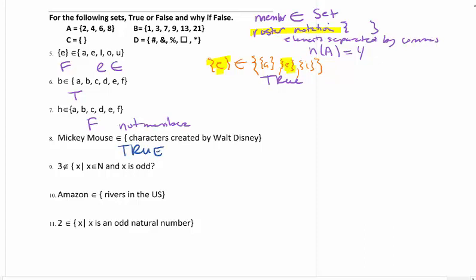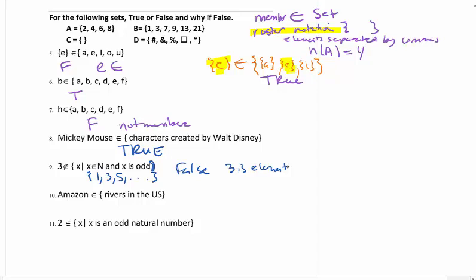Number 9, 3 is not an element. And here is again, and I don't know why it has that. That should be a parentheses there. X is a natural number, and X is odd. So I actually think it's a good idea to write out what this set is in roster notation, just so you're clear. So natural numbers means they start at 1, and it's odd. So 1, 3, 5, ... 3 is an element, so it's false. 3 is an element of that set.